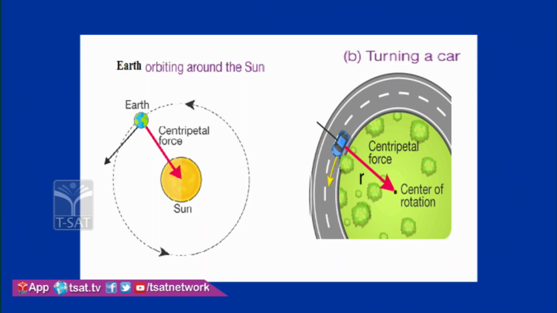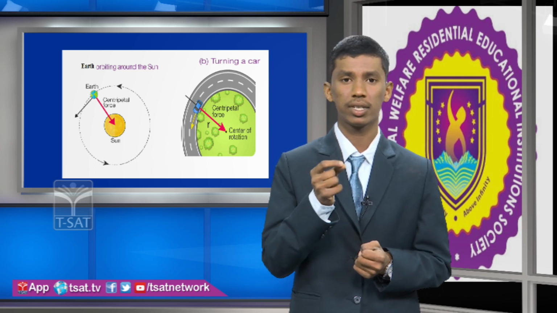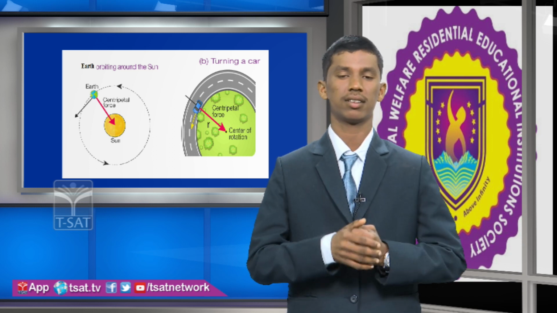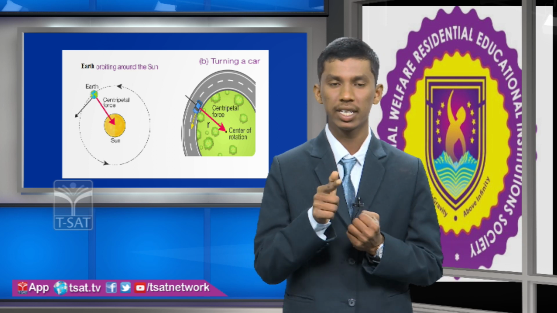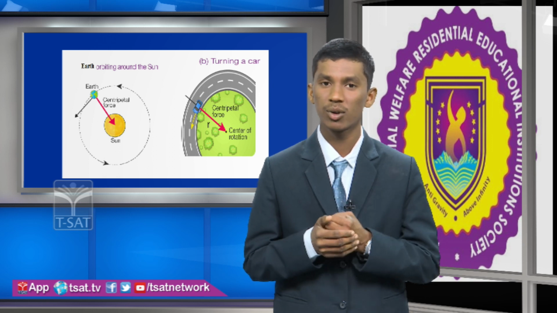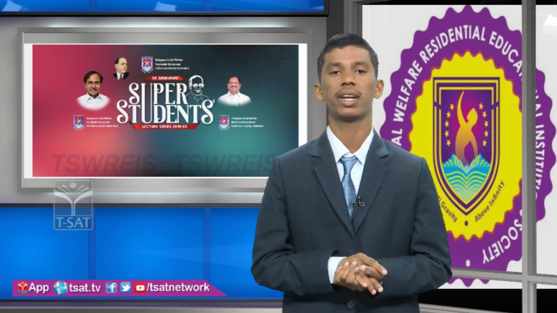Similarly, we observe different types of centripetal force in our daily life. The earth rotates around the sun because of centripetal force. When you drive a car around a circular path, the centripetal force acts as the force of friction between the road and the tire. Yes or no friends? Now we are familiar with centripetal force. We can say the force that acts toward the center is centripetal force.